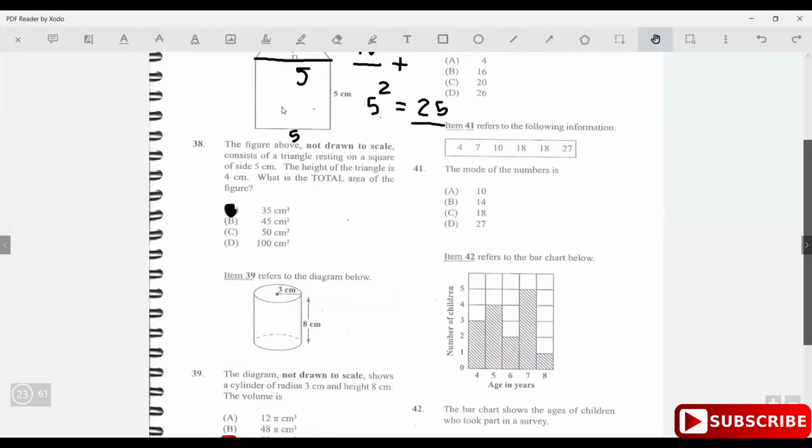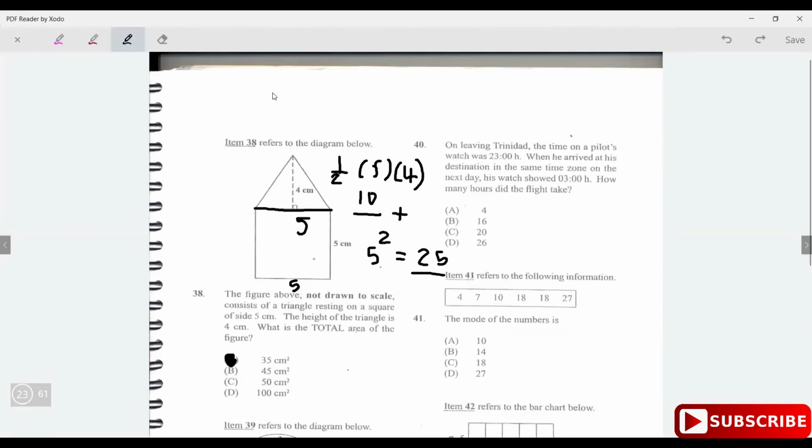Question 40 says, on leaving Trinidad, the time on a pilot's watch was 23 hours. When he arrived at his destination next day, his watch showed 3 hours. How many hours was his flight? 4 hours. From 11 o'clock in the night to 3 a.m. in the morning is 4 hours. Easy. Now this gives us a diagram right here, and it asks us what is the mode. The mode is the number that occurs most frequently. That's 18. Easy question.